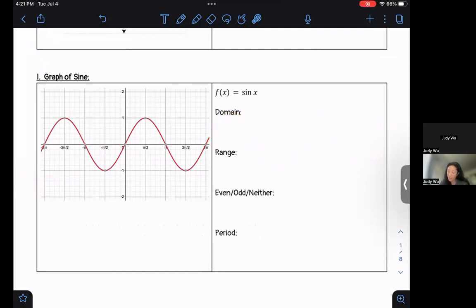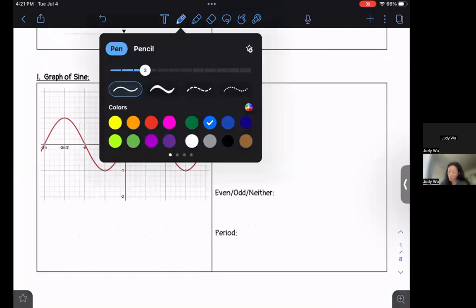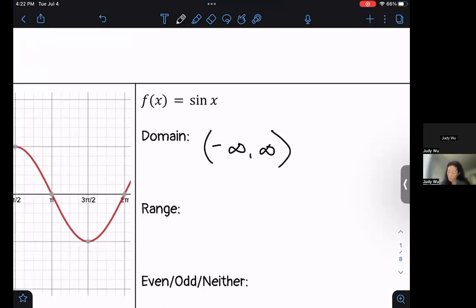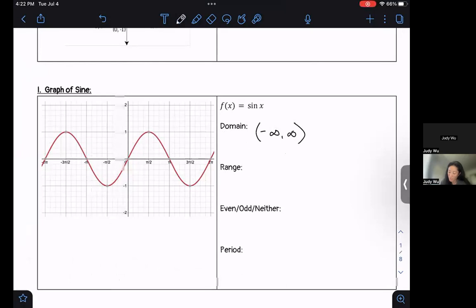What that might tell us is that our domain here is all real numbers, but we want to make sure we're writing that in interval notation. So from negative infinity to infinity. Now, believe it or not, we typically tend to count in pi's here, just because it turns out that the graph ends up being a little bit nicer. But it doesn't have to be that way. We could count by regular numbers as well.